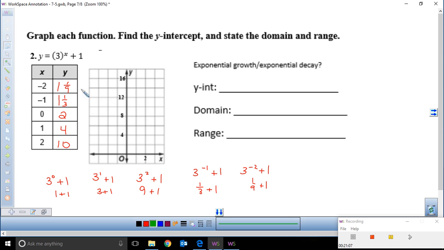So now let's take a minute and graph this on our graph. I'm going to have (0, 2) is where I'm going to start. Then I'm going to go to (1, 4), and (2, 10). Then I'm going to have (-1, 1 1/3), so it's going to be above 1, in between 1 and 2. And then (-2, 1 1/9), so that's going to be in between 1 and 1 1/3. It's going to look like this. So if I connect my dots, I've got a curve going.